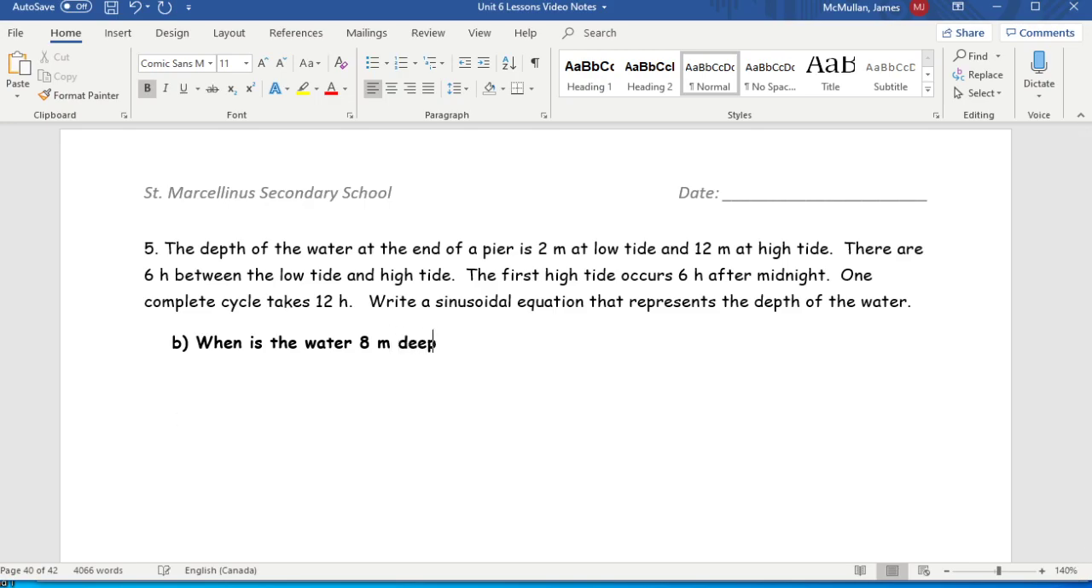When is the water 8 meters deep? Okay, so let's just do a challenging question so you have it for next year, because this stuff is important next year if you're taking advanced functions. So let's do this one.